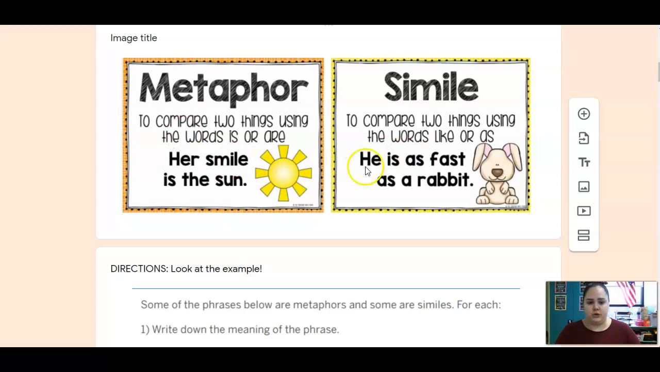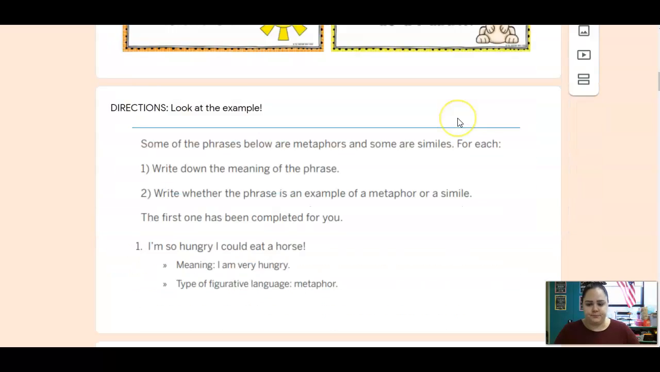All right, so here are your two posters for the first section. We've got metaphor and simile, and here's two examples of them. Her smile is the sun. There's no like or as in metaphors. He is as fast as a rabbit. Similes use like or as.